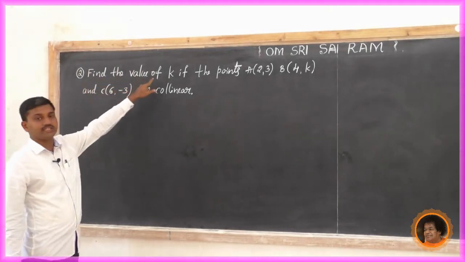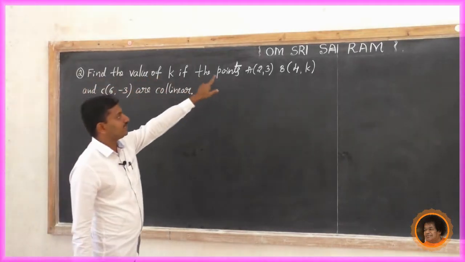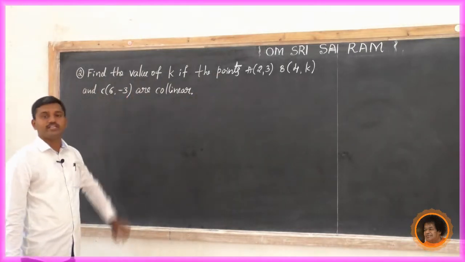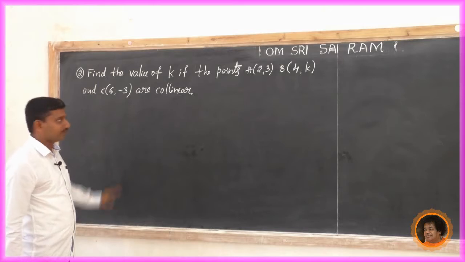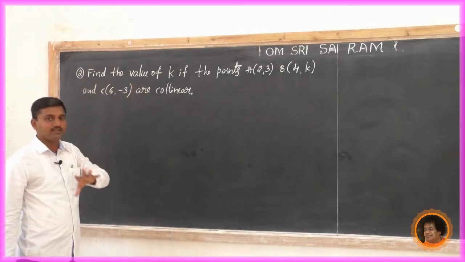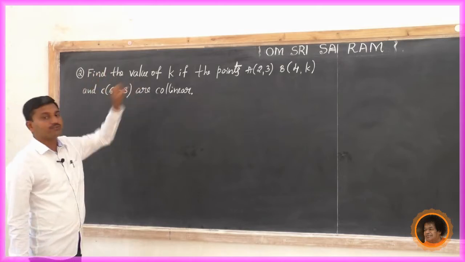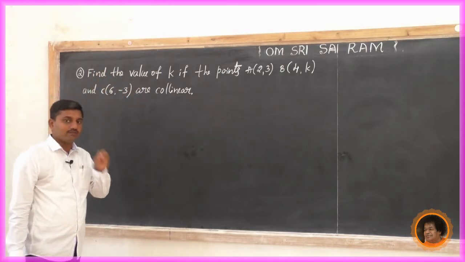Find the value of k if the points (2, 3), (4, k) and (6, -3) are collinear. From the examination point of view, this type of question is very important for 3 marks. So listen carefully. We have to find the value of k.